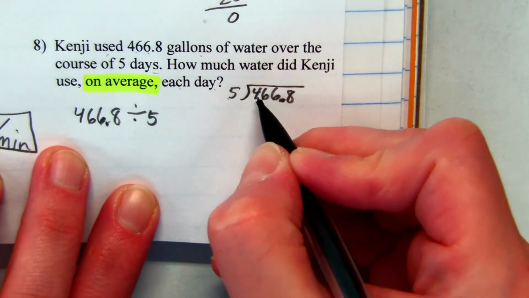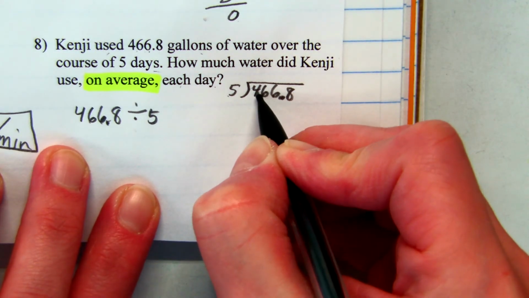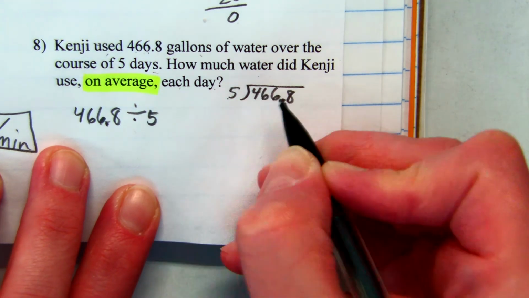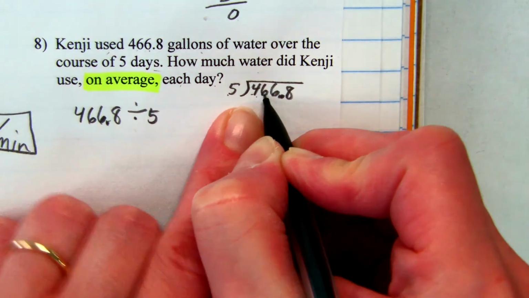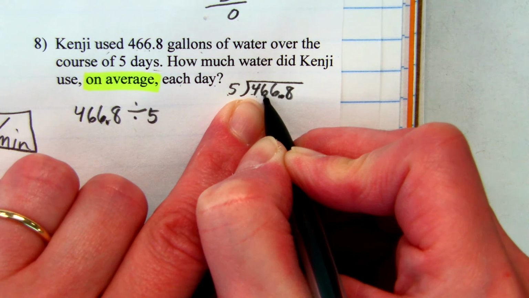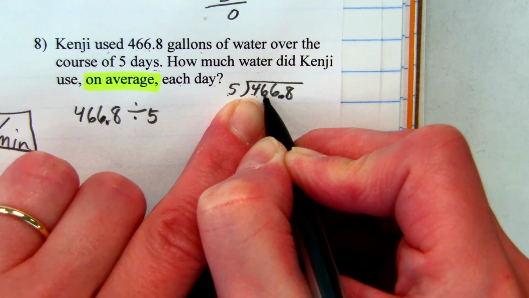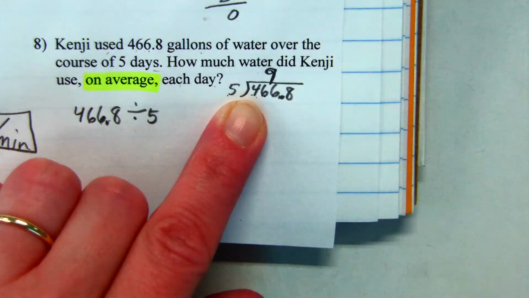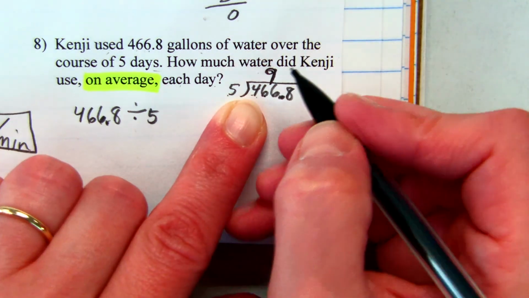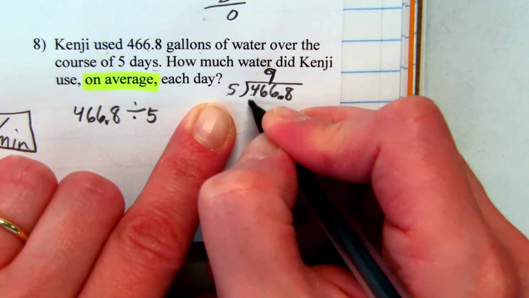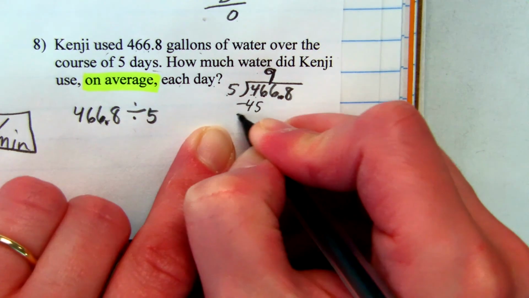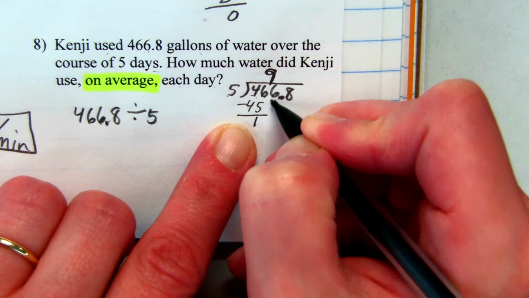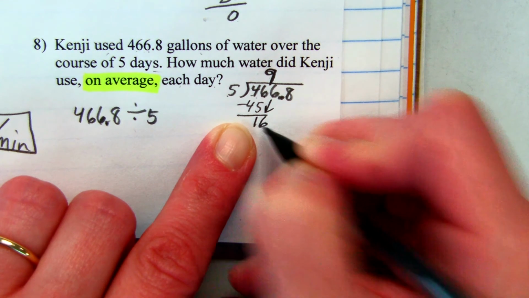Okay, so will 5 go into 4? No. You could put a 0 there if you want. Or we could just go 5 into 46. How many times will it go into 46? 9 times. So I'm going to put a 9 up here. Brian, do you want to tell me what 9 times 5 is? 45. Good. 9 times 5 is 45. Since you had your hand up, I figured you knew that. So if I take 46 minus 45, I'm going to get 1. And then I'm going to bring down 16.